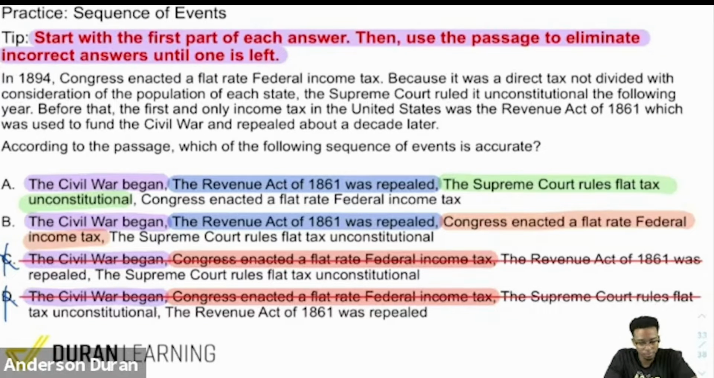The Supreme Court rules flat tax unconstitutional. It's right there in the second sentence. Or is it Congress enacted a flat rate federal income tax? Which one would that be, right? Anyone? Anyone else? There you go, guys. It's B.